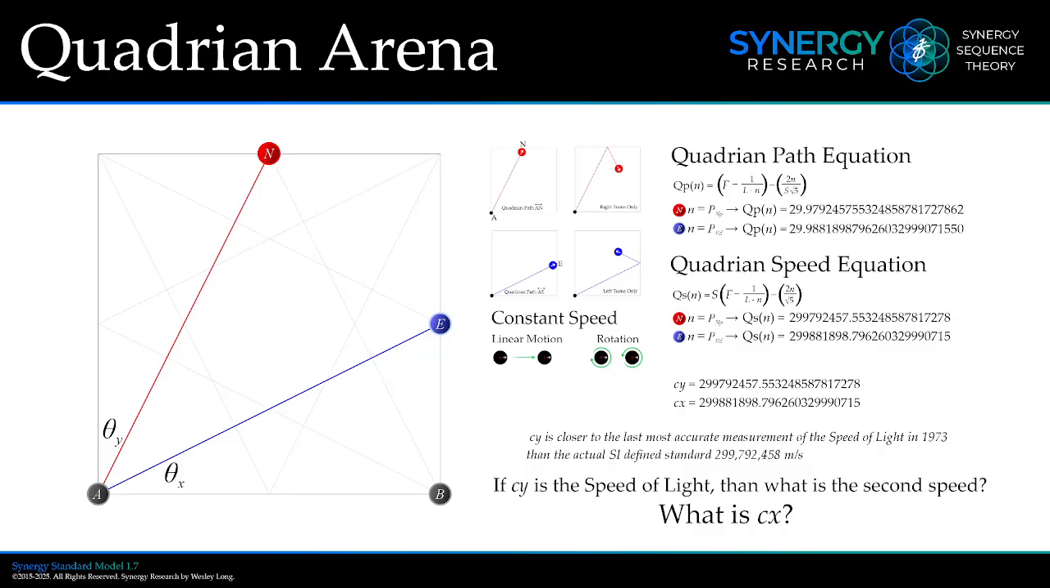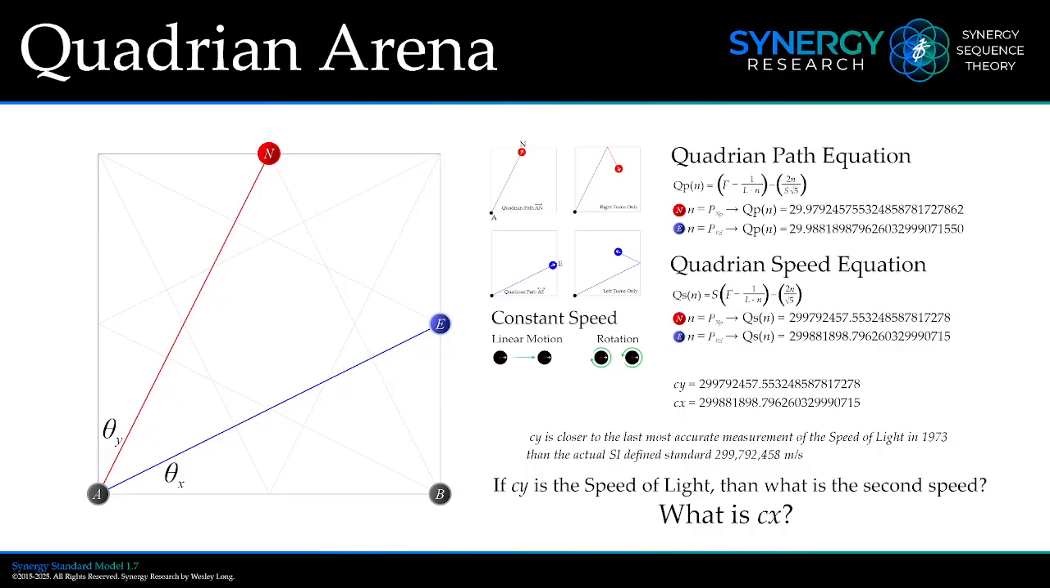So what does it mean? The Quadrian Arena offers a new view of light, not as a singular velocity, but as a dual geometric mode. One speed, cy, emerges from the angular compression of right turn-only motion. It's efficient, minimal, and measured as the actual speed of light. The other, cx, reflects the uncompressed left turn trajectory. It's faster, and perhaps corresponds to a pre-light field, or an unmeasured propagation system within the vacuum. And the key point is this: both emerge from the same symbolic framework. They aren't fitted, they're derived.